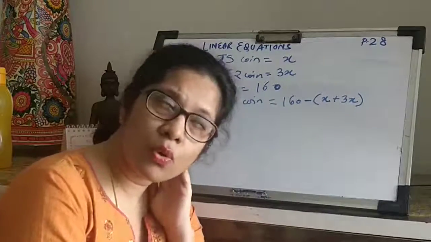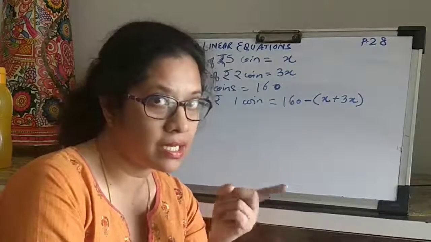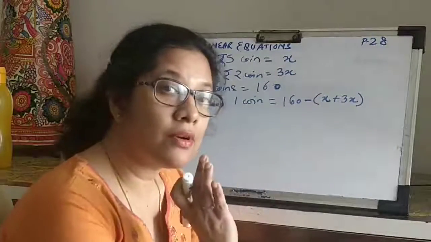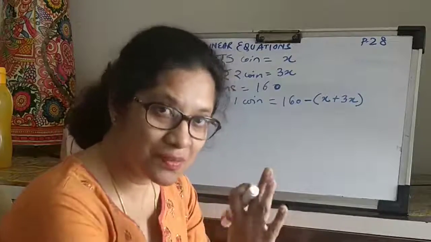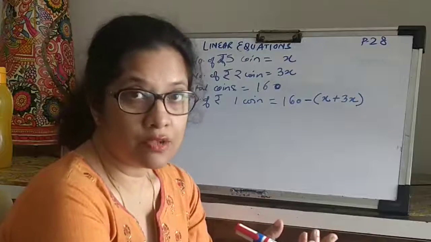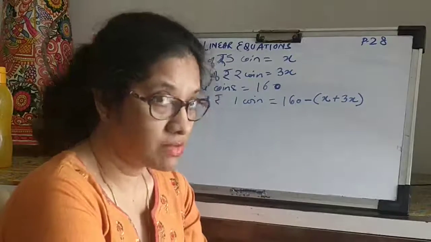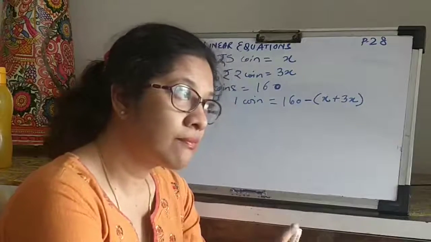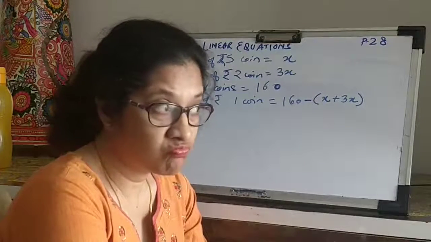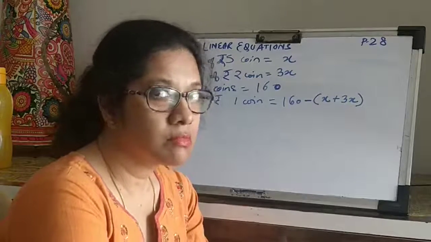Now go back to the dependent variable and independent variable idea. It tells me that my number of 2 rupee coins is 3 times the number of 5 rupee coins. So let me assume my number of 5 rupee coins is x. Then what will be my number of 2 rupee coins? 3x. But then what is my number of 1 rupee coins? Do I know it? Not as of now. Can I deduce it? I think yes.